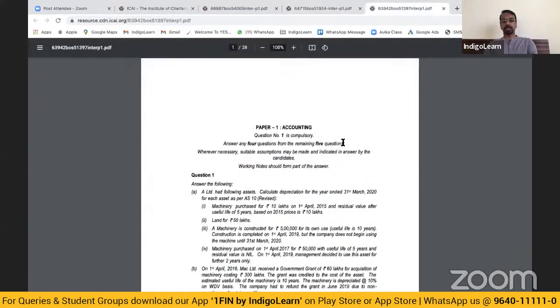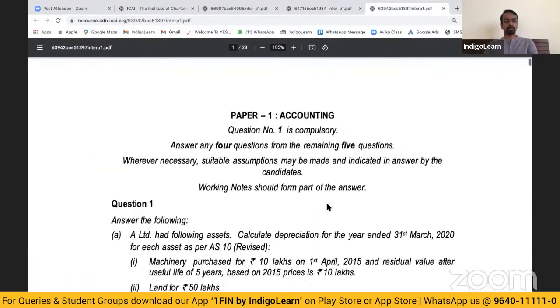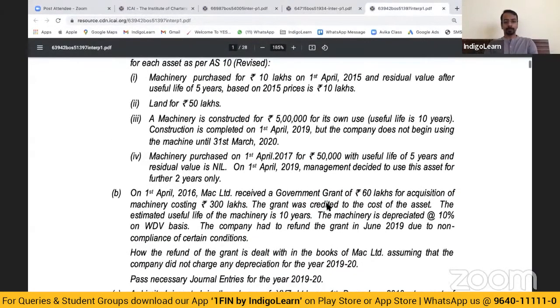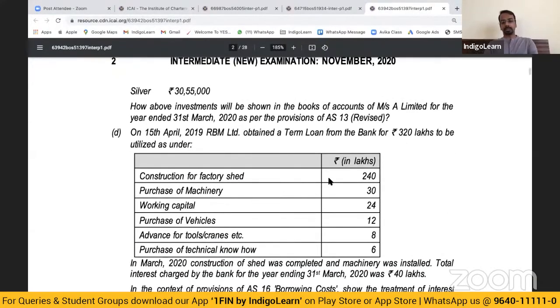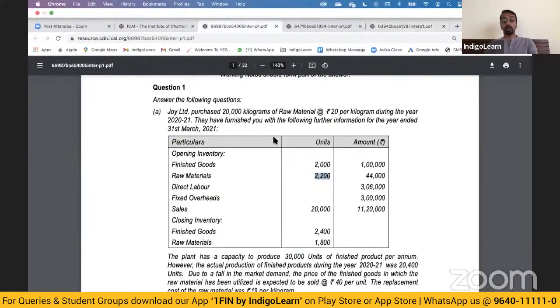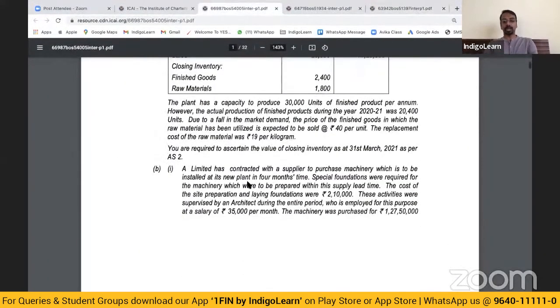Let us look at what was asked in January, or was this November? I don't know. Grant, investment in shares, and this is the one related to borrowing cost. So here it was not asked, but generally if you see, this is the concept that will be tested. Okay, let's move ahead.